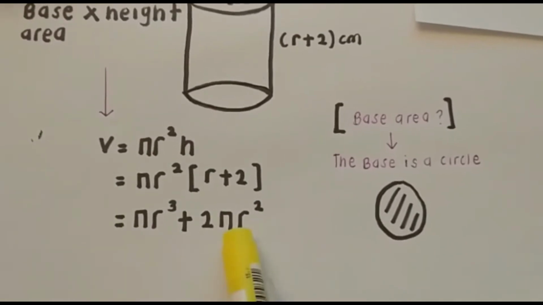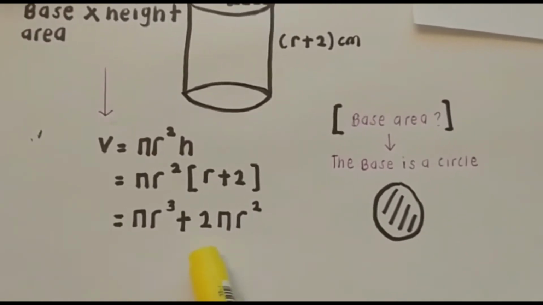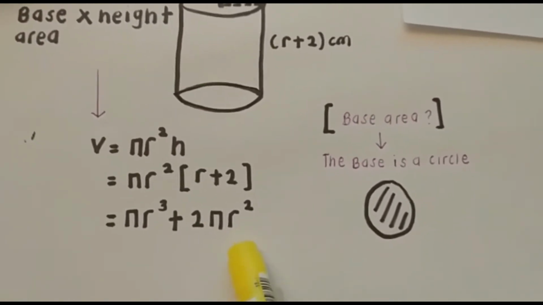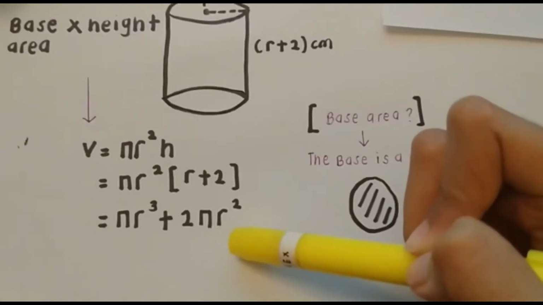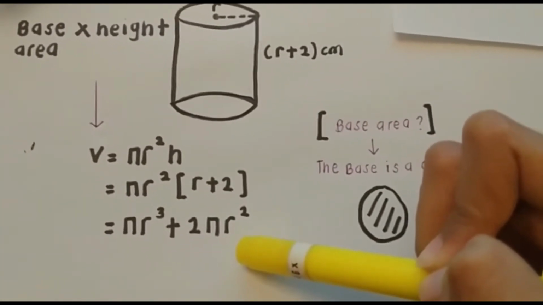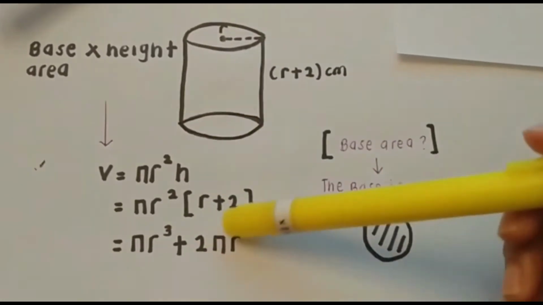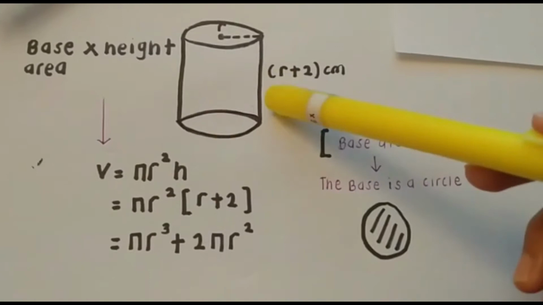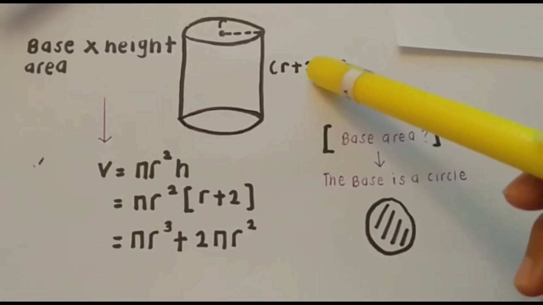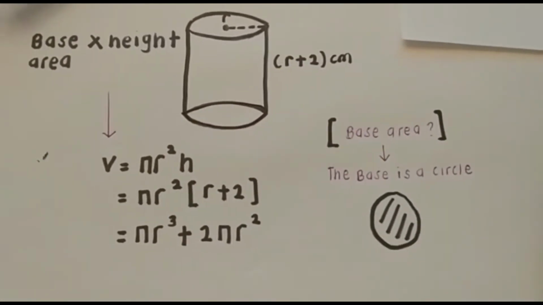And that's it. This is the formula for the volume of the cylinder, so we can use this formula to find the volume of this ice cube. I think that's all. Thank you.